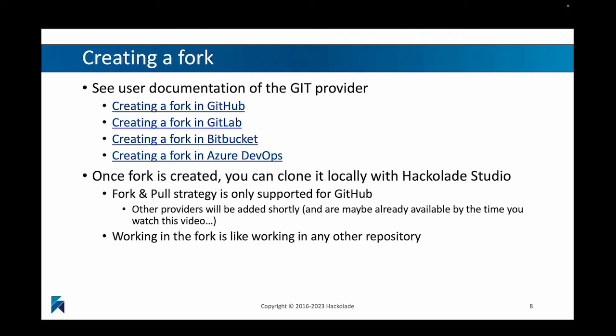It's a little bit different in the different Git providers. In GitHub, GitLab, Bitbucket, or Azure DevOps, it's a little bit of a different process, but still very similar. Once you have created the fork, you can actually clone that in the Accolade Studio. You don't need a separate tool for that.